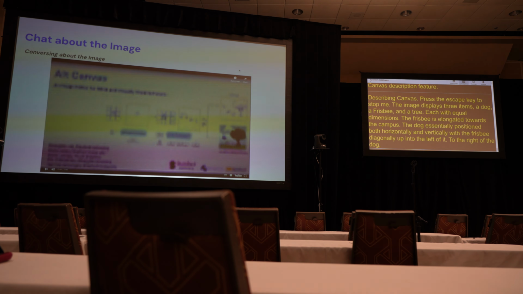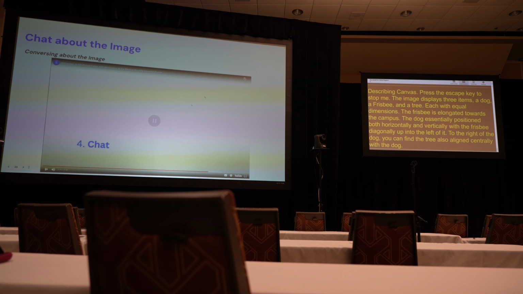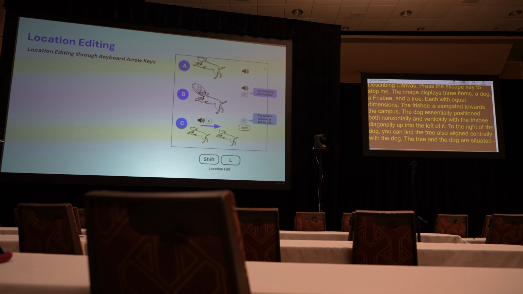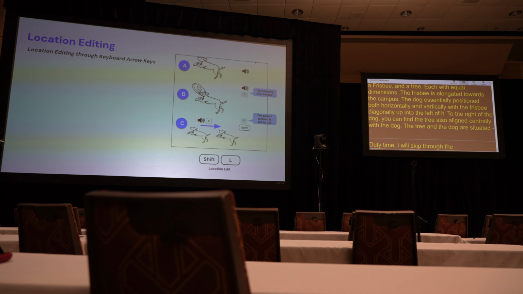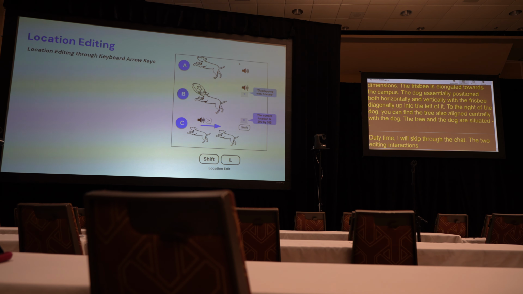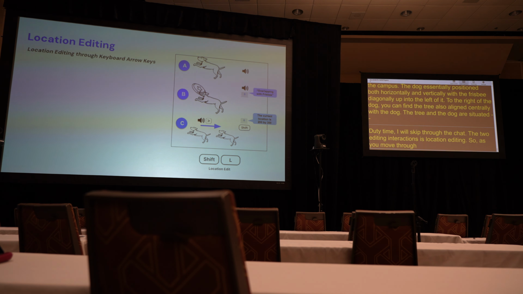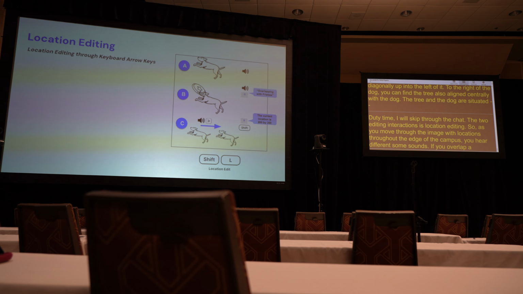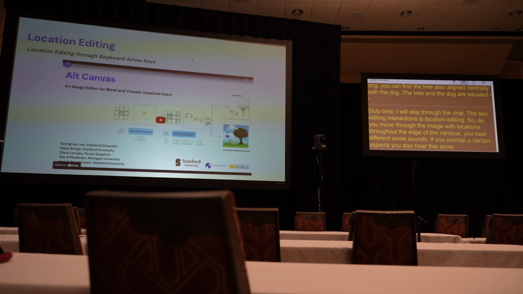Okay. And now, due to time, I'll skip through the chat. The 2 editing interactions that are supported, the first is location editing. So as you move through the image with locations, as you're at the edge of the canvas, you'll hear different thump sounds. If you're overlapping with certain objects, you'll also hear this thump sound. And as you move through the objects, up, down, left, right, are different sonification cues. I'll skip through this.